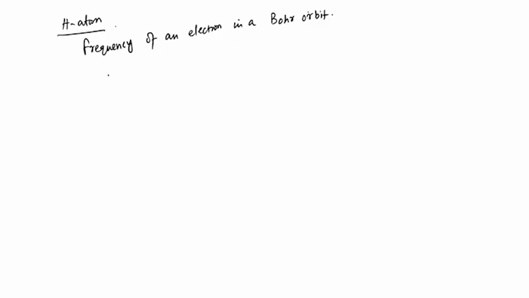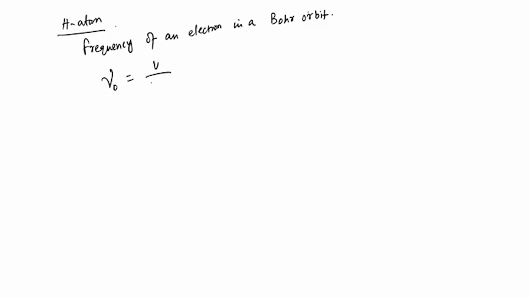All right. So, we are talking about the frequency of an electron in a Bohr orbit. You see the expressions for velocity and the radius that we have found out earlier. So, this is equal to, let us call it nu 0. Let us call this the nu 0 frequency.